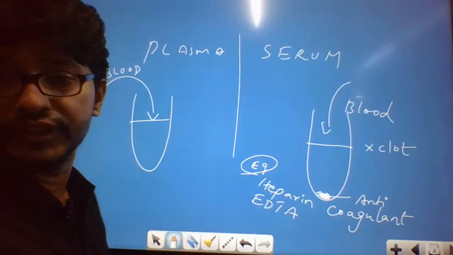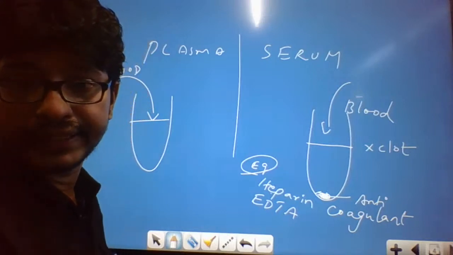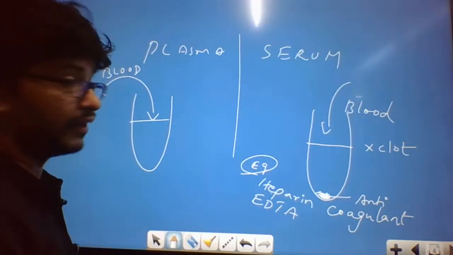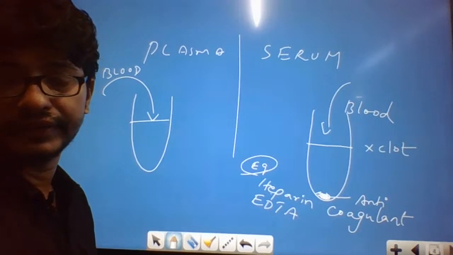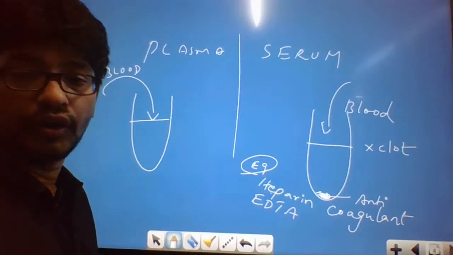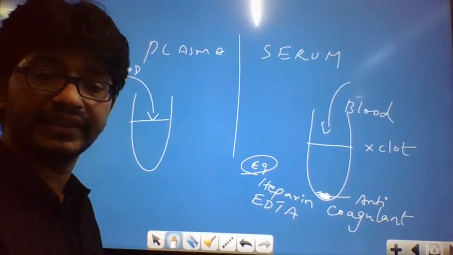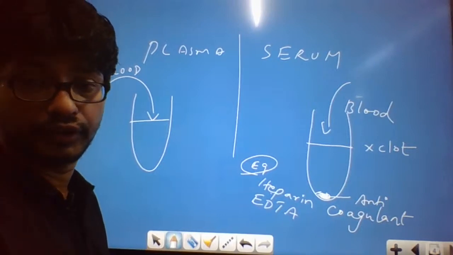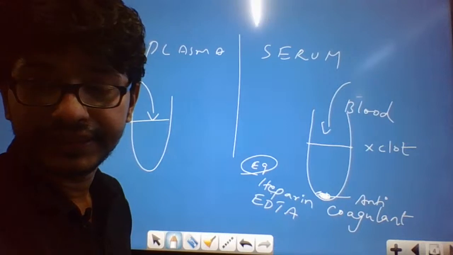I could see some comments here. Ishwaran asks, can plasma clot faster than blood actually? As I told you already, the plasma consists of the clotting factors, so of course the plasma can clot faster. The main difference between plasma and serum is the presence of clotting factors. So plasma comparatively clots faster than the blood actually.